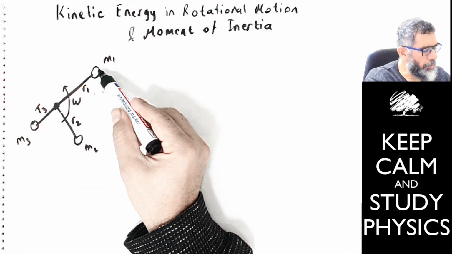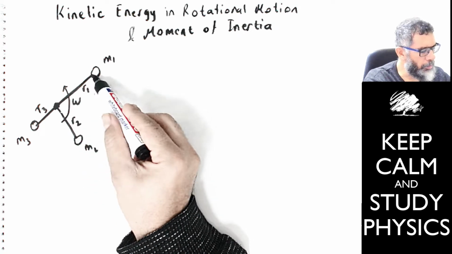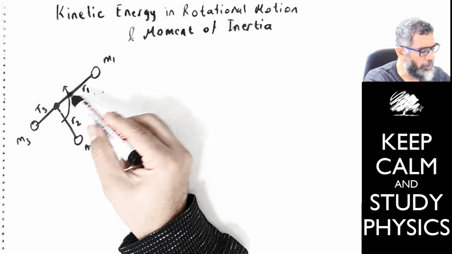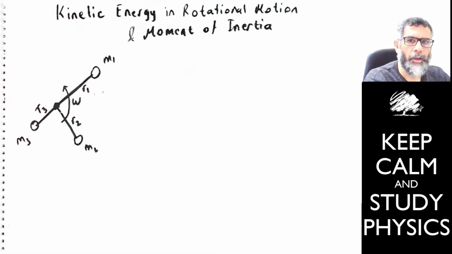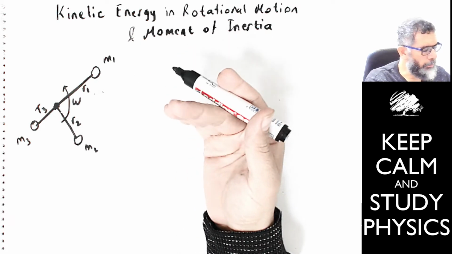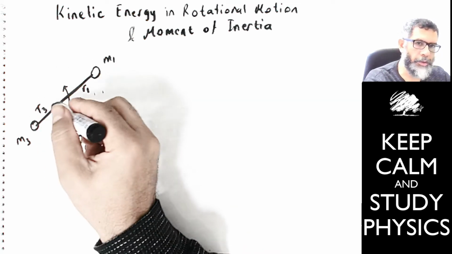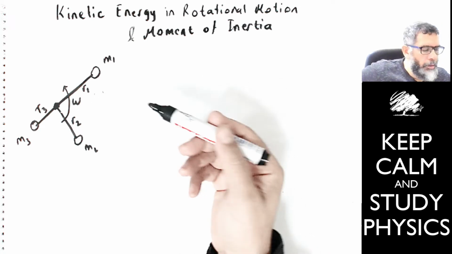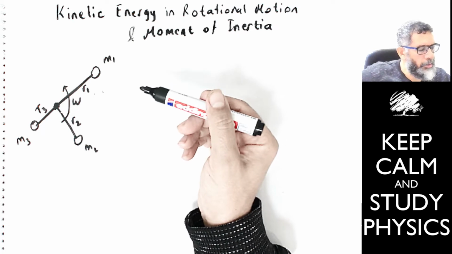So these are the masses M1, M2, and M3, and every mass has a distance to the center of rotation, like R1 is the distance of M1 to the center of rotation, and R2 and R3 similarly for M2 and M3. So all these distances are also given. All we want to know is how we write down an expression for the kinetic energy of this rotational motion. Even in rotation, the objects are moving with some tangential velocities.